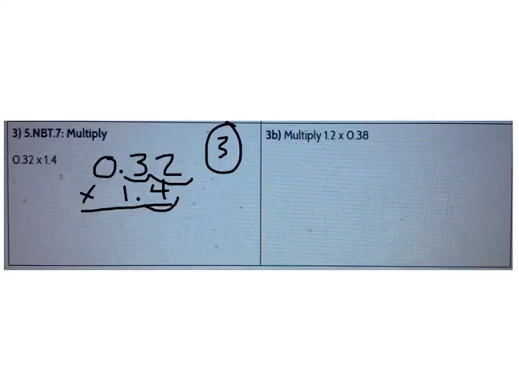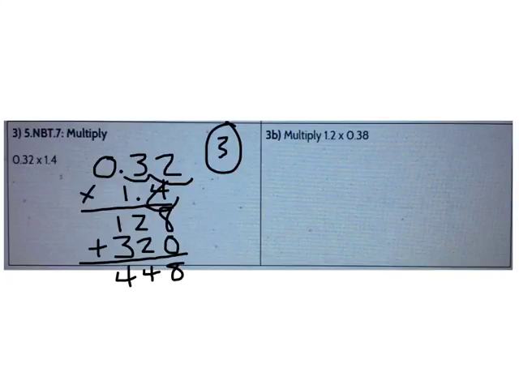Now I can multiply like normal. What's 4 times 2? It's 8. What's 4 times 3? It's 12. Drop my 0. What's 1 times 2? It's 2. What's 1 times 3? It's 3. Now I can add my partial products. What's 128 plus 320? It's 448. I know I need 3 digits behind the decimal, so how would I write my final answer?